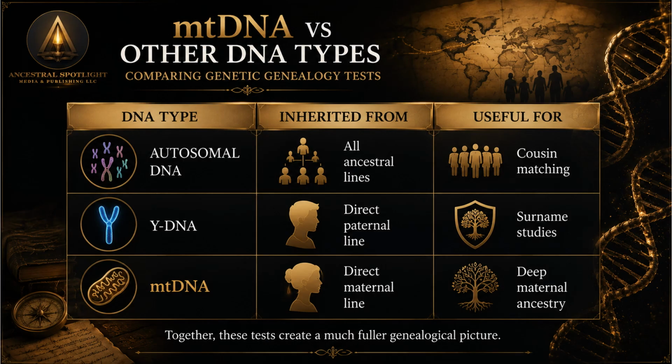Each DNA test serves a different purpose. Autosomal DNA helps identify recent cousin relationships across all family lines. Y-DNA tracks direct paternal ancestry and is only carried by biological males. mtDNA tracks direct maternal ancestry and can reach extremely deep into human history. Together, these tests create a much fuller genealogical picture.